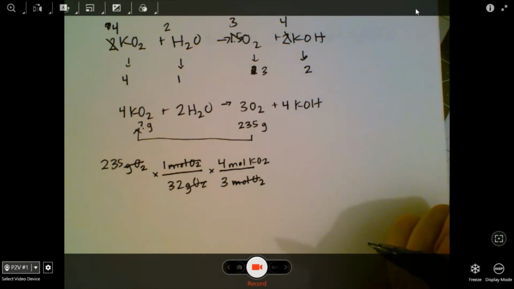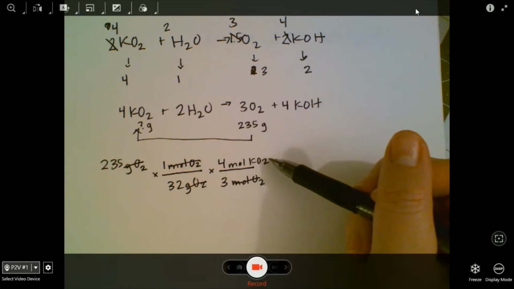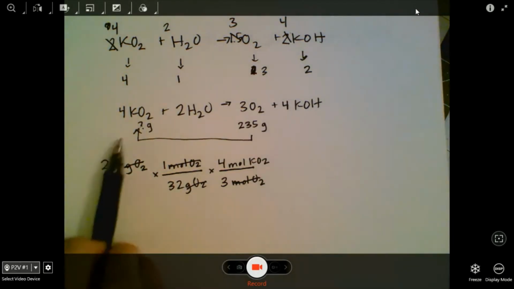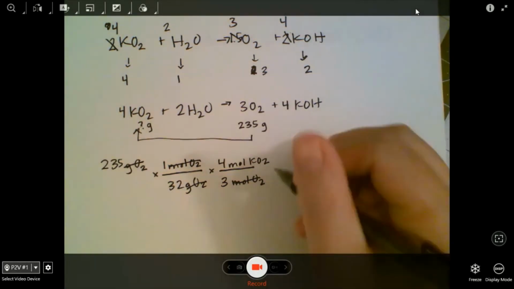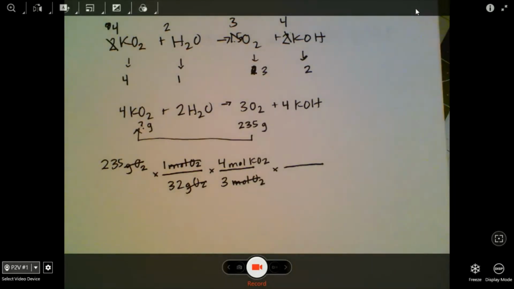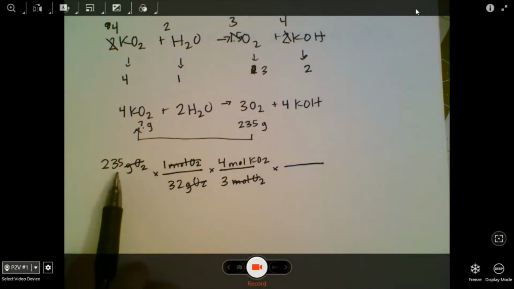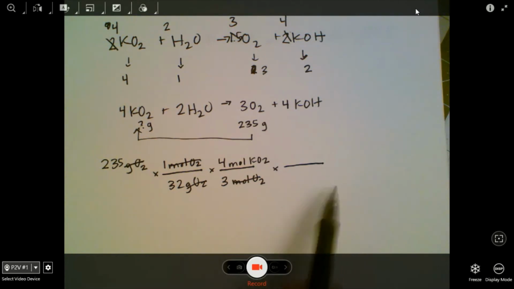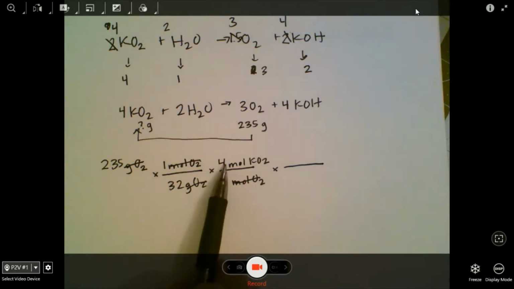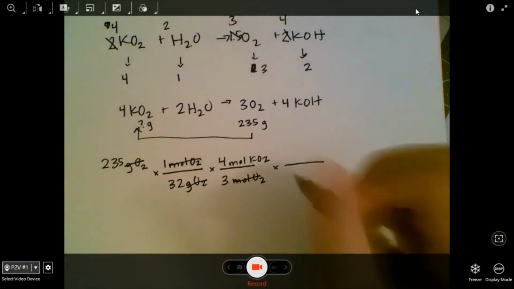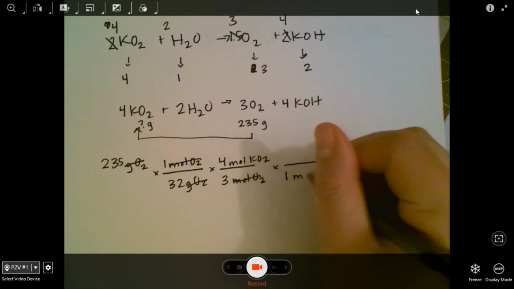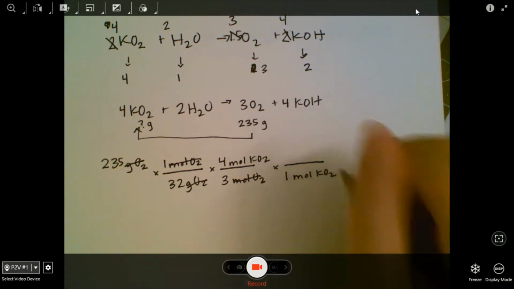Now, if our problem were asking us to solve for just moles of KO2, we would be done because our units are in moles of KO2. However, it's asking us to solve for grams of KO2. And this is where we call it a mass to mass, because I'm going from a mass of one chemical to a mass of the other chemical. My answer currently would be in moles of KO2, so I need to do some converting, and that's where I'm going to put 1 mole of KO2 on the bottom.